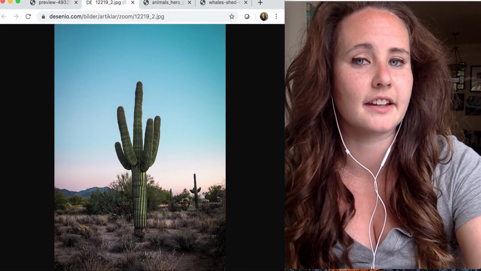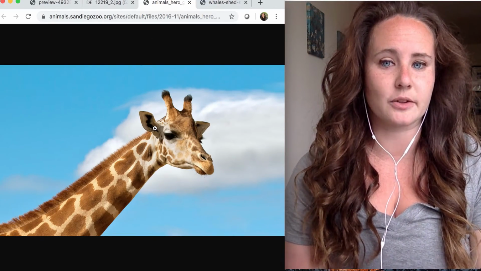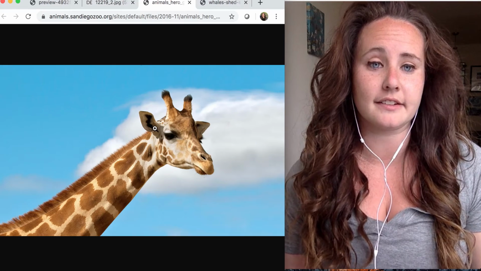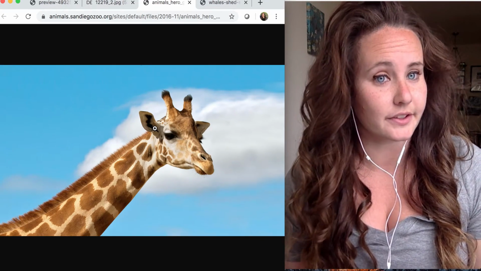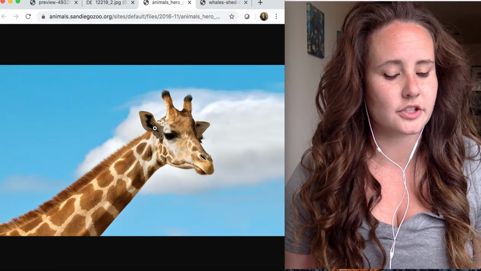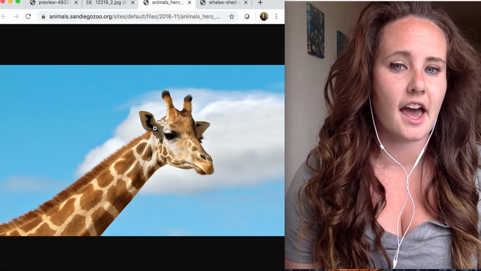All right, moving on, we're going to take a look at this guy. We talked a lot about giraffes and what they have on their bodies, what adaptations a giraffe has to help it survive. So look at this picture. I think I see a physical adaptation in its neck.